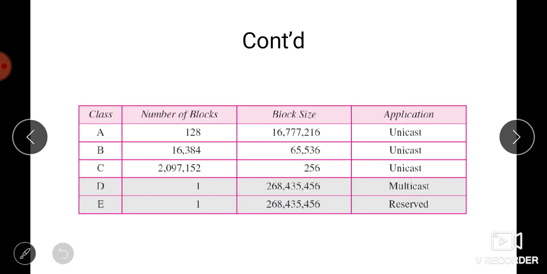Next, these are the applications of the classes and the block sizes. Basically classes A, B and C are used for unicast, D is used for multicast, and E is reserved for future use.